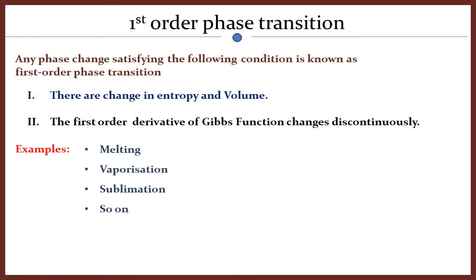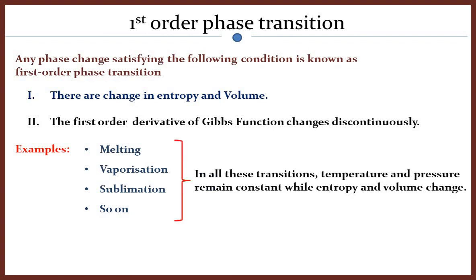Examples are melting, vaporization, sublimation, and so on. During first order phase transition, temperature and pressure remain constant because the phase transition occurs at a particular temperature and pressure. At that temperature and pressure, entropy and volume change. Okay, so this is how we can identify first order transition. Let's see it from the mathematical point of view.